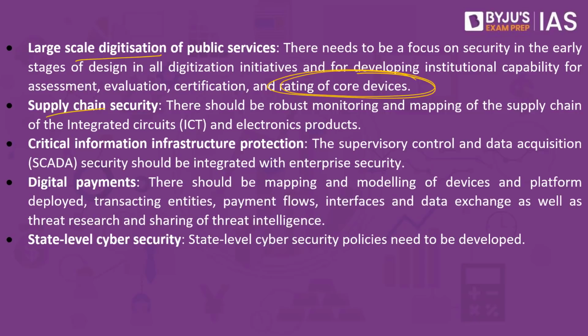Then we have the supply chain security. There should be robust monitoring and mapping of the supply chain of the integrated circuits and electronic products. What do we understand by this? We recently saw a controversy that was brewing in the United States of America. There is a Chinese company called Huawei. Huawei is one of the companies which is also engaged in multiple components for electronic manufacturing.